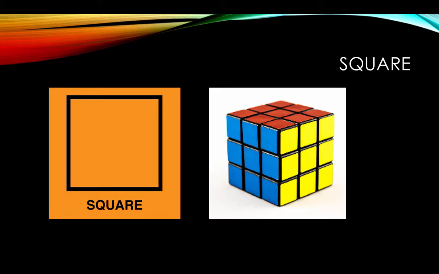Next, we have a square. Squares have four equal sides and four equal angles. The Rubik's Cube has many examples of squares. There are 9 small squares on each side of the different colors, and together the 9 little squares make up one big square. Squares are also very common shapes found.